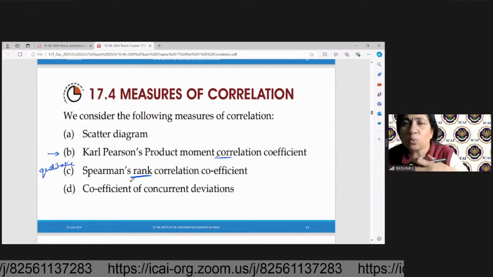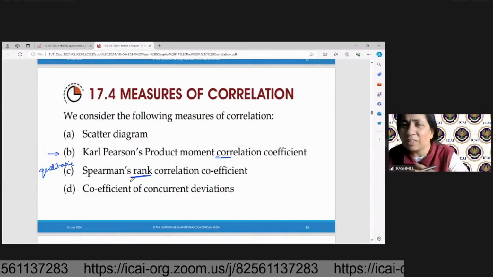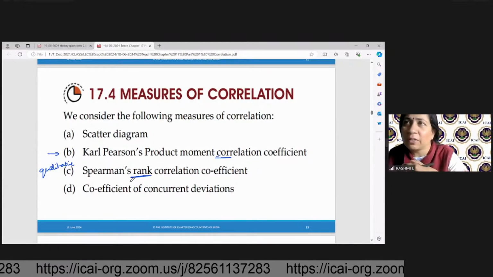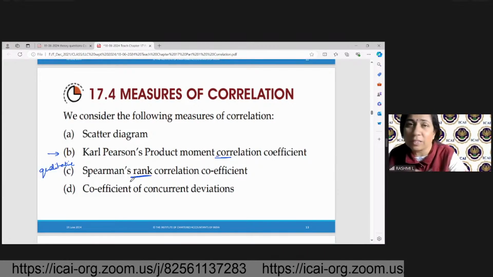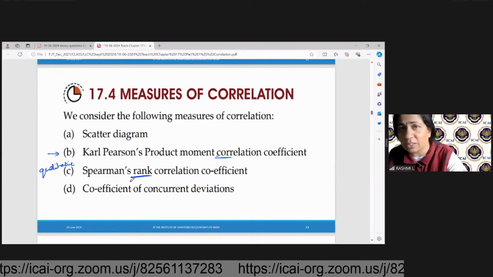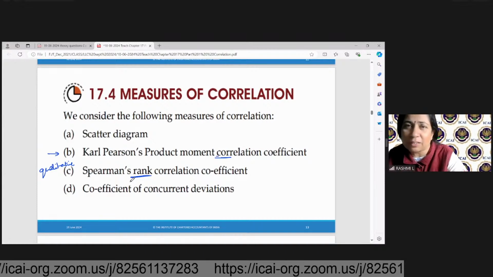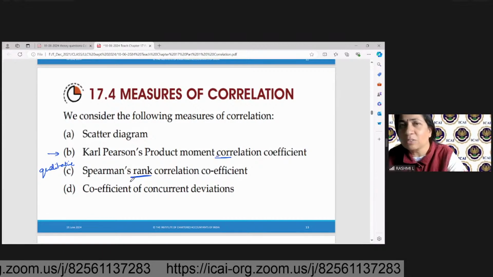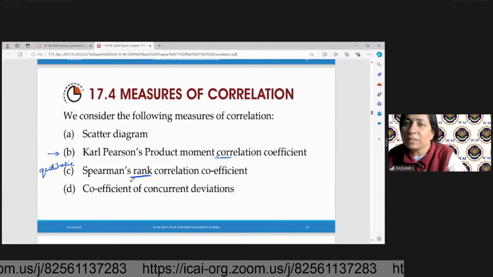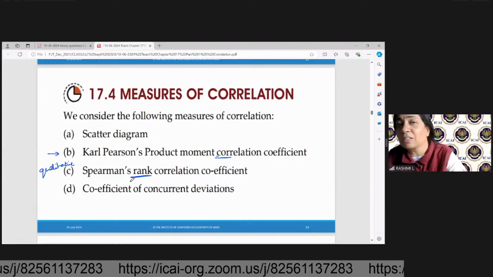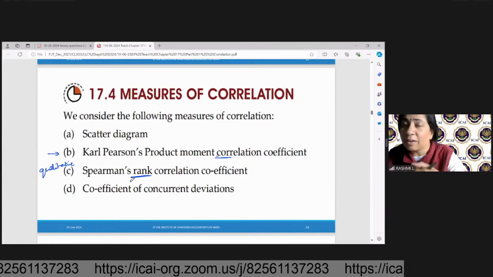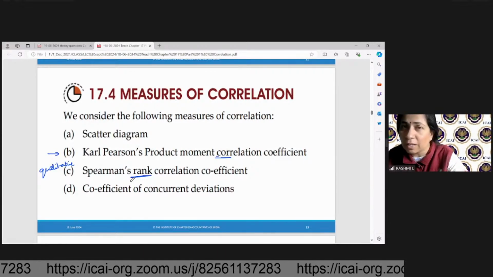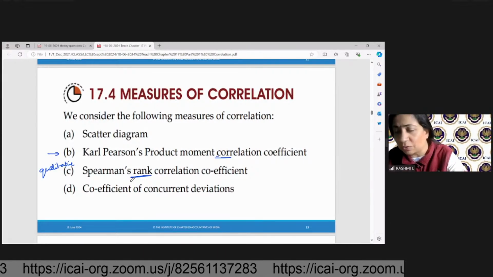Coefficient of concurrent deviation is when I just want to have a fair idea whether there is a correlation or not, and what type of correlation there will be. Then I will go in for concurrent deviations. It's very simple. I just subtract, a very simple calculation. After that, I can draw a scatter diagram and see whether what I have obtained from concurrent deviation is tallying with that. And then I would like to go in for actual concrete calculation. Then I will go for Karl Pearson product moment correlation coefficient.